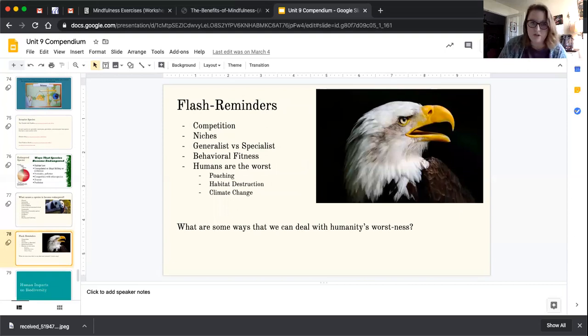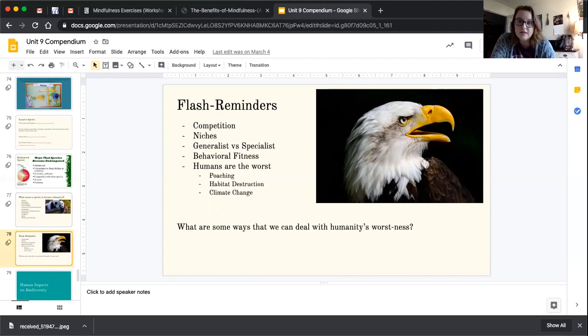So these are just some reminders from earlier, but when you look at how interconnected ecosystems are, you're looking at the competition between species, intra and interspecies competition. You're looking at the specialized niche that each species fills in its ecosystem. You have generalists and specialists. Generalists are good at a bunch of jobs, but they don't do any of them perfectly. A specialist does one job perfectly, but they can't do anything else. So they are more susceptible to being taken over by an invasive species.